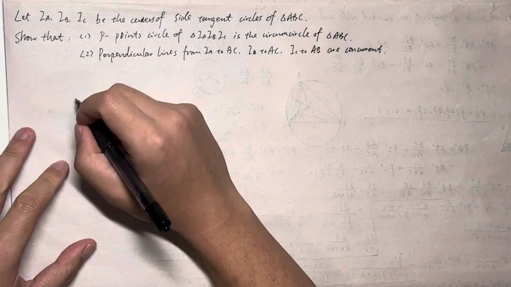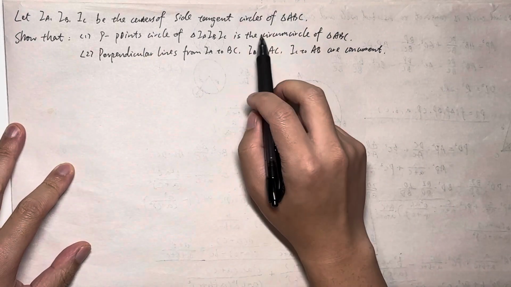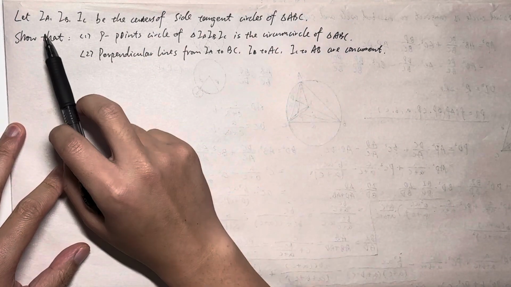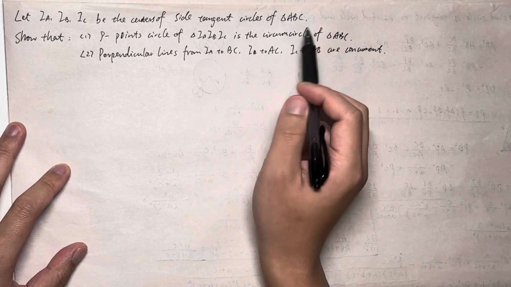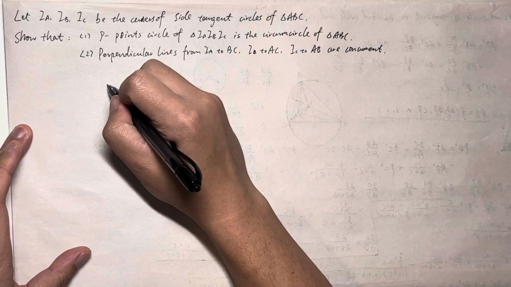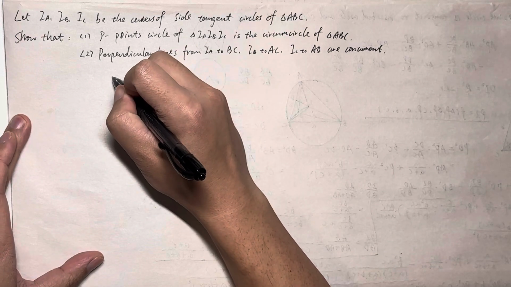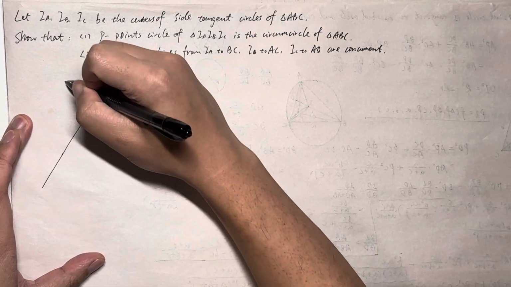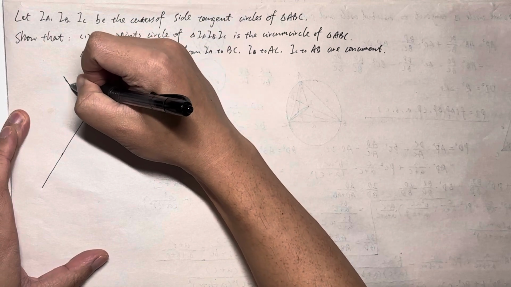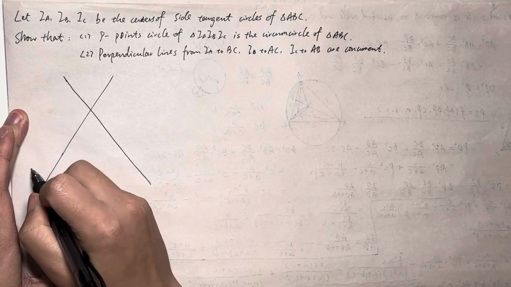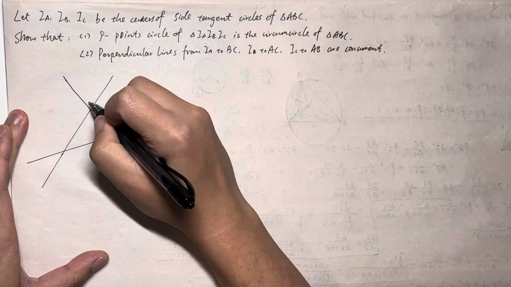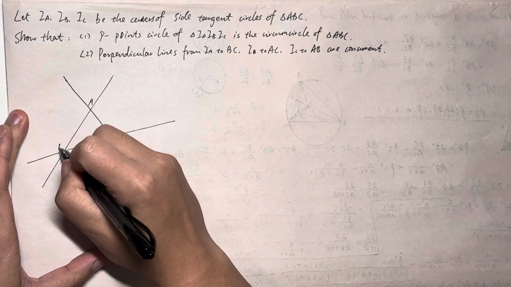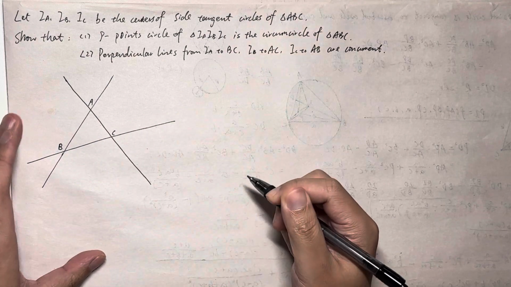Okay, the first thing is that we have a triangle ABC and we find the centers of the side tangent circles of triangle ABC, right? For this one, I like to do this plot. Right, so here we have A, B, C.